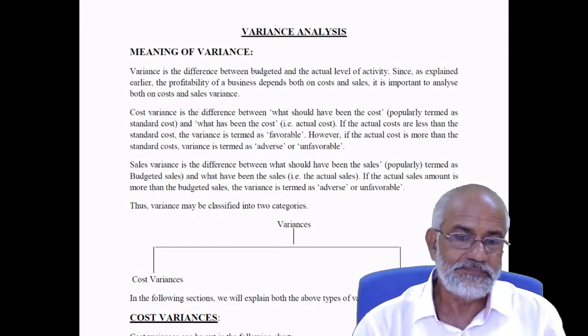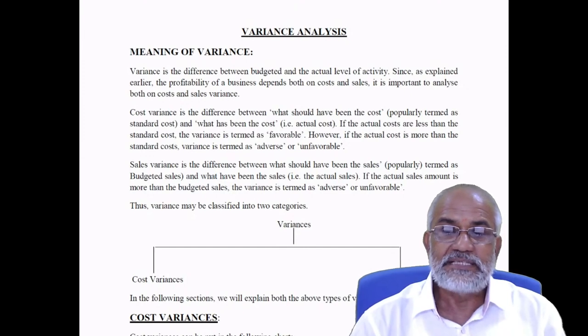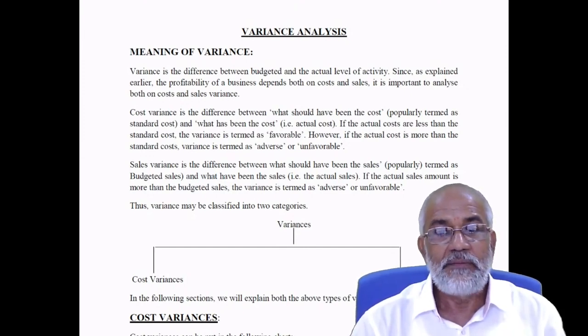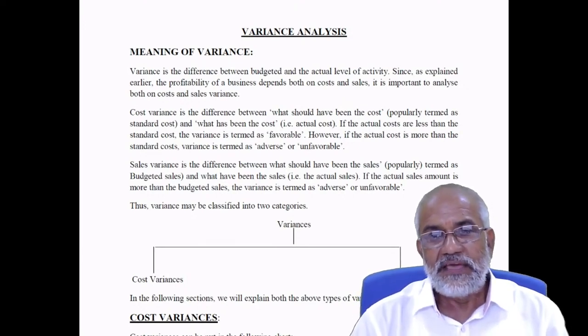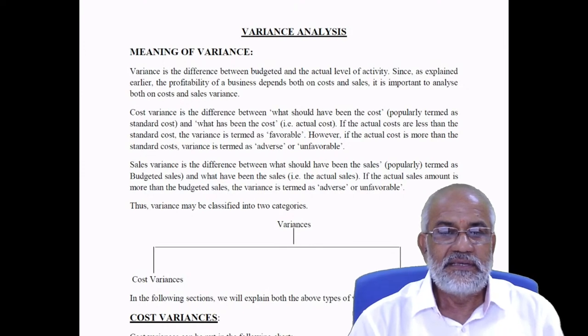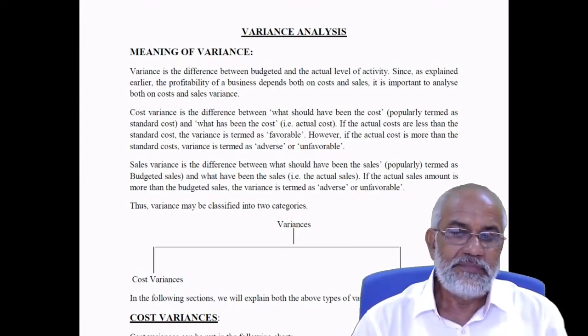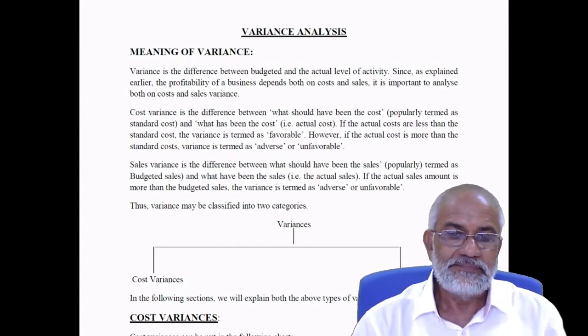or negative. Sales variance is the difference between what should have been the sales, popularly termed as the budgeted sales, and what have been the sales, that means the actual sales. If the actual sales is more than the budgeted sales in a particular period, the variance is termed as adverse or unfavorable.